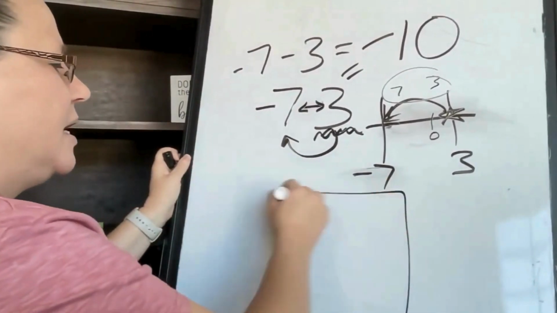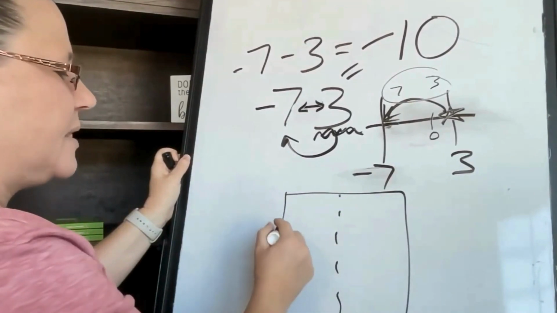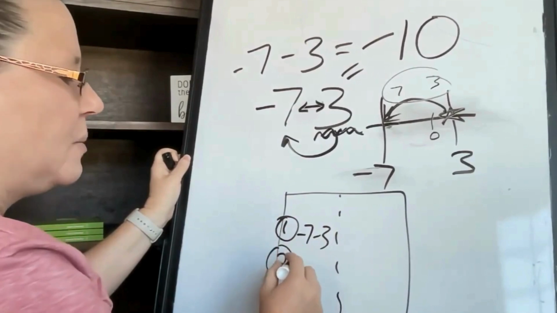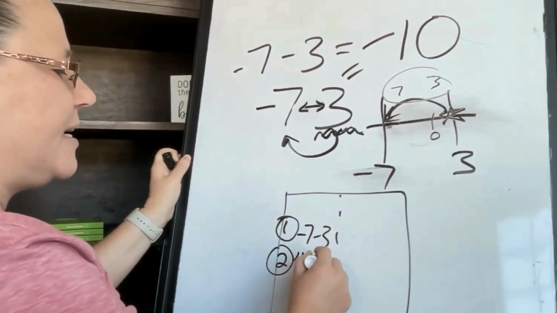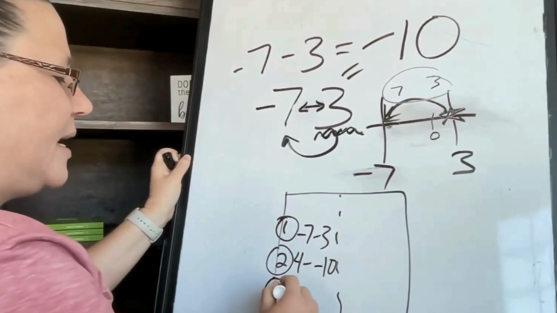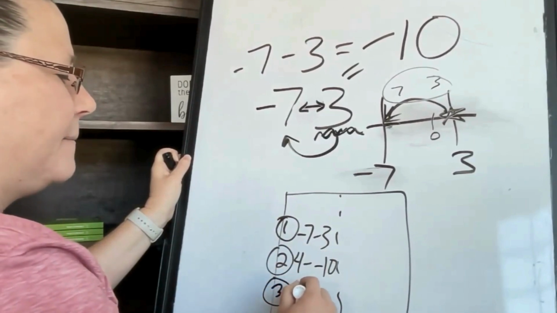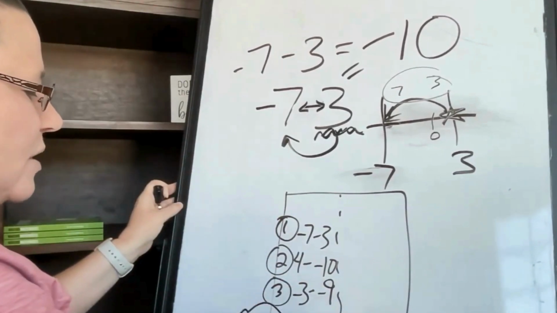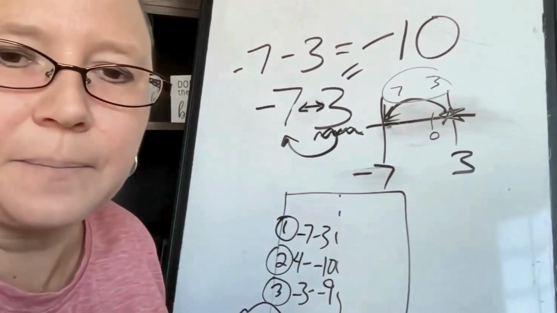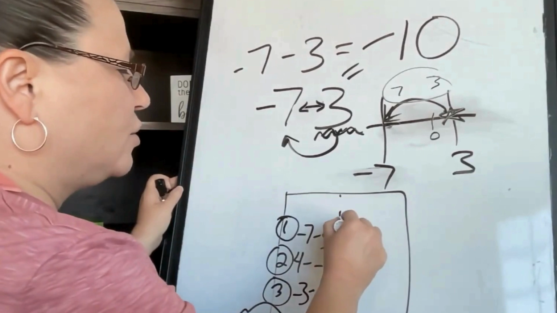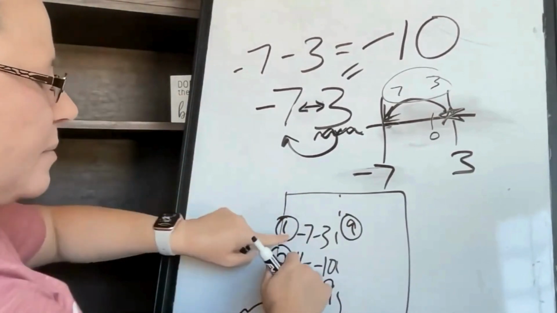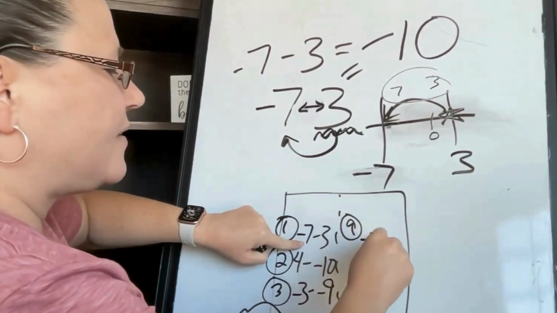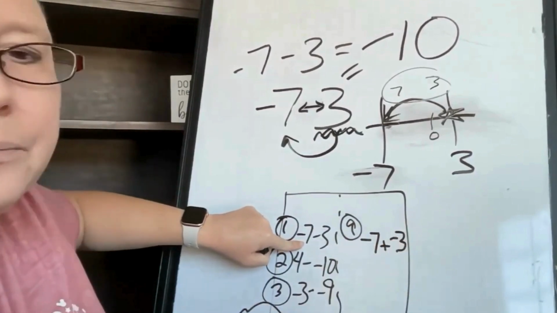Here's my piece of paper. Here's my worksheet. I have 2 columns. Problem number 1 is negative 7 minus 3. Problem number 2 is 4 minus negative 10. Problem number 3 is negative 3 minus negative 9. You do 8 subtraction problems on the left. And then over here, you do problem number 9. Guess what? Problem number 1 was negative 7 minus 3. So problem number 9 is going to be negative 7 plus negative 3. Don't tell kids.